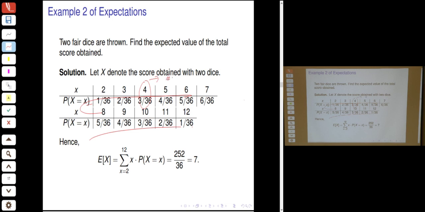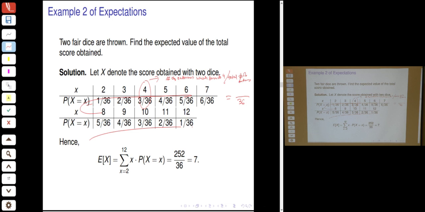number of outcomes which sum to 4, divided by the total number of outcomes. So the total number of outcomes is 36. What is the number of outcomes which sum to 4? Well, if two of these numbers sum to 4, then it can happen in 3 ways.